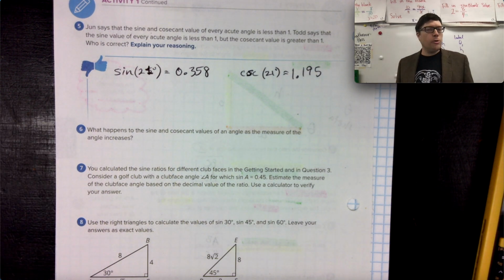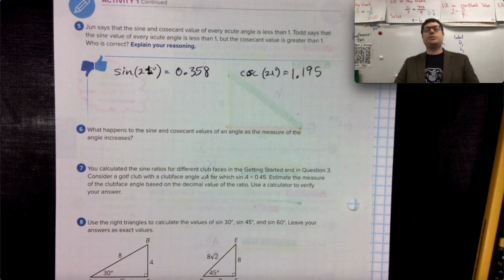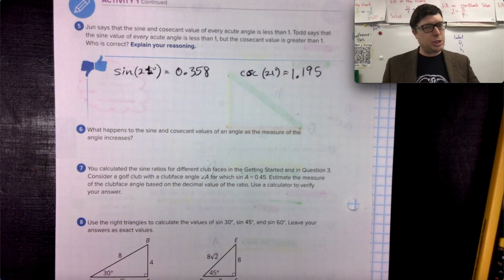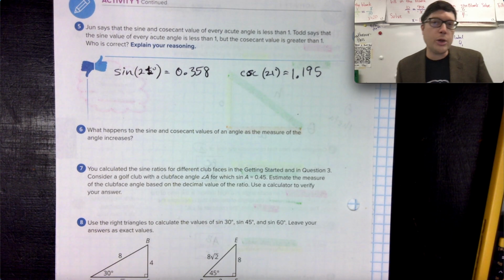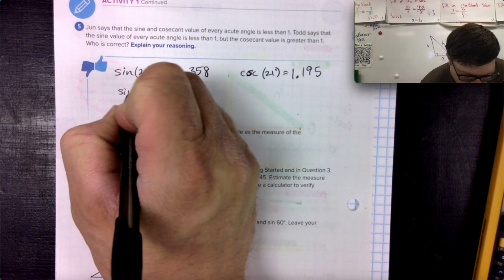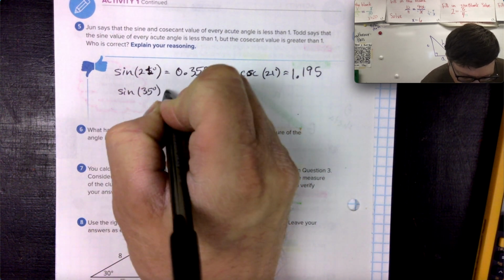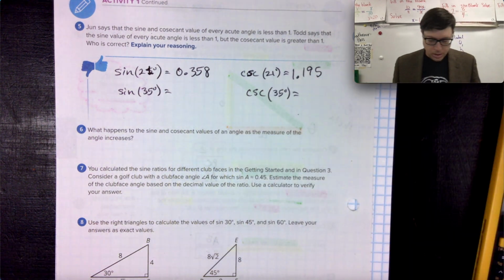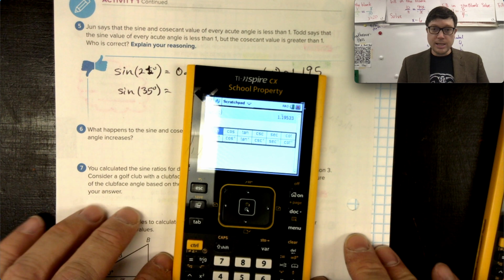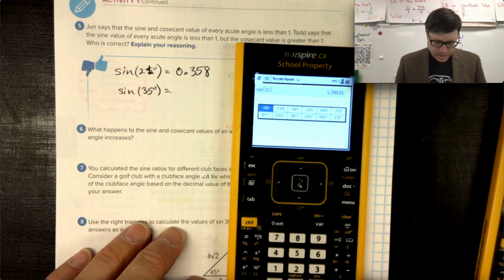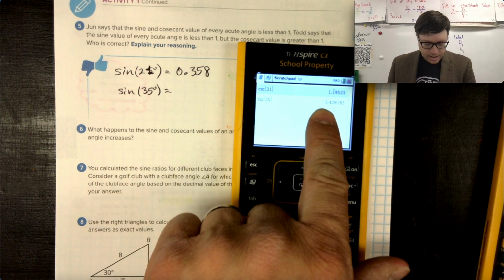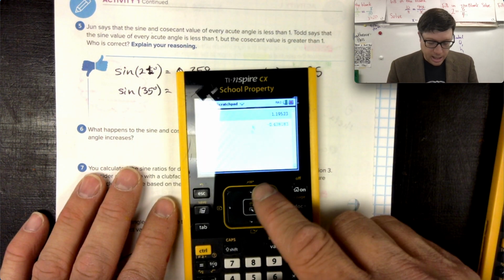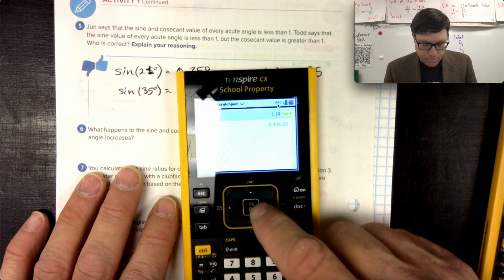It's not really powerful enough for Todd to say every cosecant is going to have a value greater than 1, but we can make a stronger argument if we do a couple more. Let's do the other 2 angles. So we had sine of 35, and we'll talk about cosecant of 35 degrees. So trig, that's the button I'm pressing. Sine of 35. This is in radian mode. I just realized that. So I need to go up and change. I haven't shown this to you guys yet. This is how you get these calculators out of radian mode and put them into degree mode.